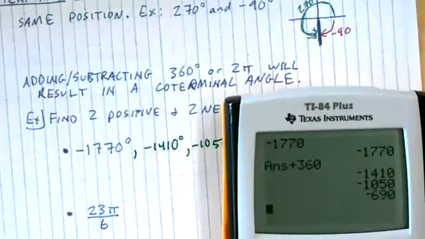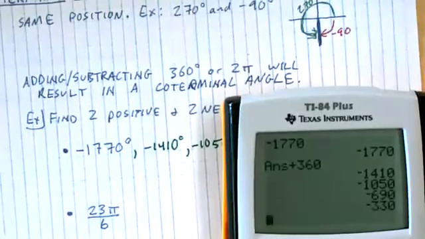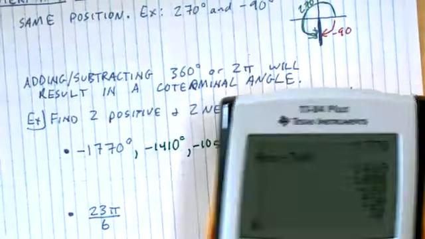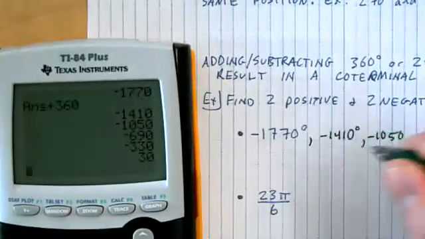And enter, there's another one. I already got two negatives, so I'm just going to keep going until I come across a positive. Oh, there we go, 30. Turns out 30 degrees is in the same direction as this. So 30 would be a coterminal angle.